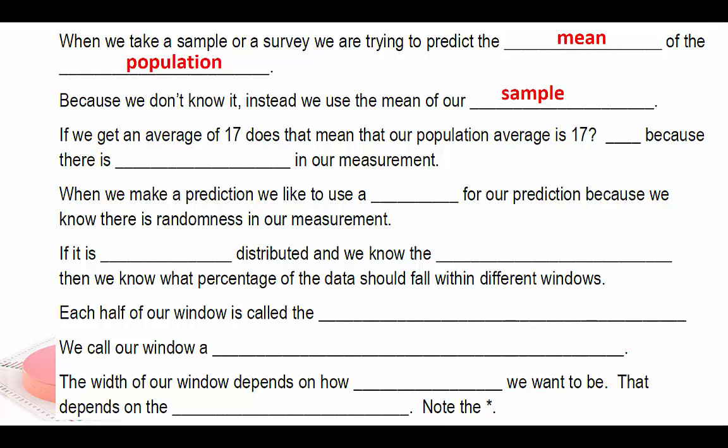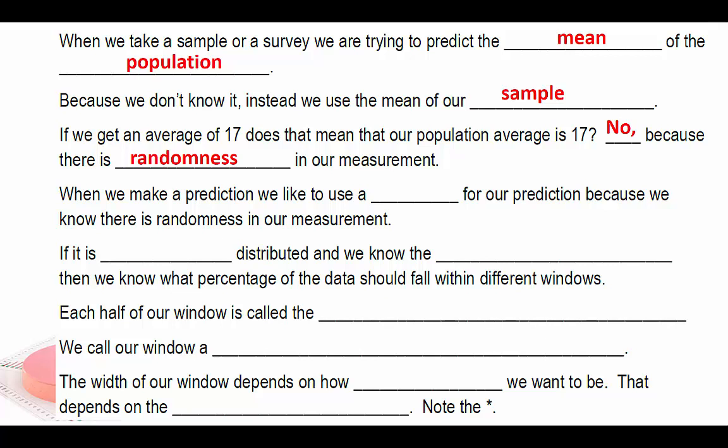Now, if I got an average of 17 from a sample, 17 whatever, does that mean that my population average is 17? No, it doesn't, because there's randomness in my measurement. For example, if I was to say the average age of students in my statistics class is 17, that would be fine if I measured everybody and got the true average. But if I just picked a couple people and took a guess, that's no guarantee that the average age is actually 17.